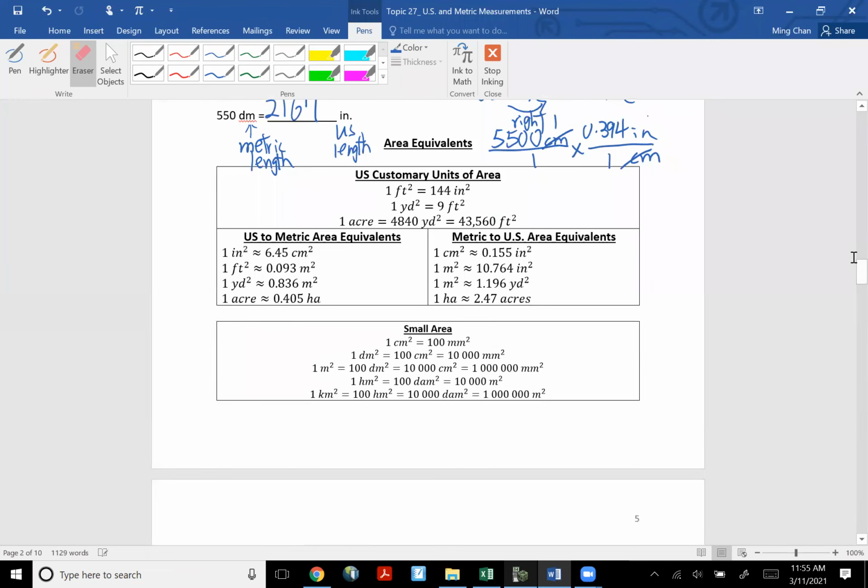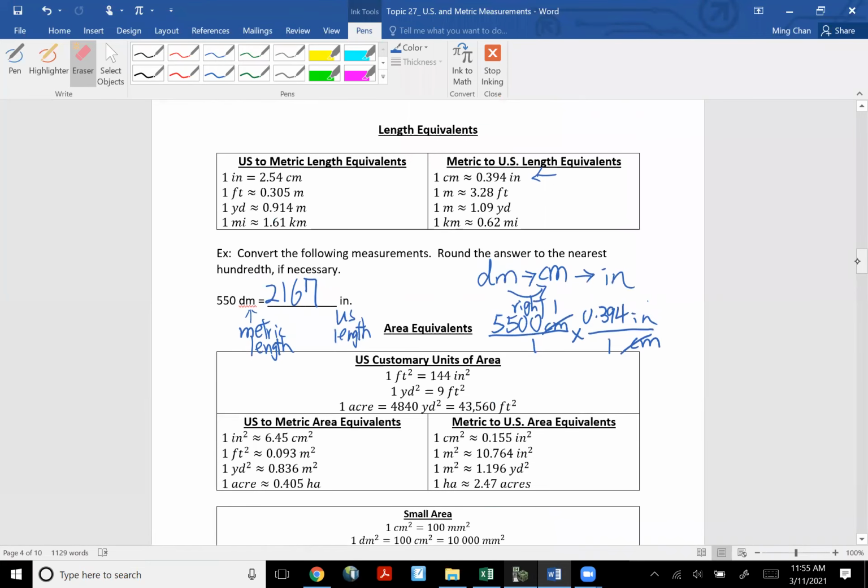So that's why sometimes this can be difficult, because students got to think, if I don't have a direct conversion, then what do I need to go through? What unit do I need to convert to first before I can convert to the unit I want?